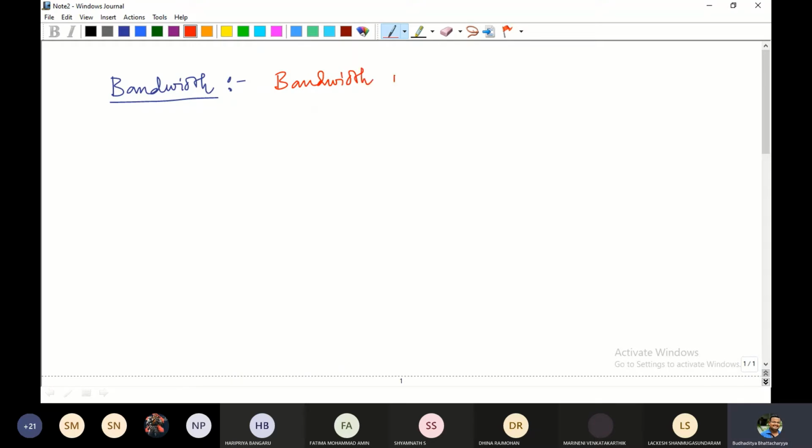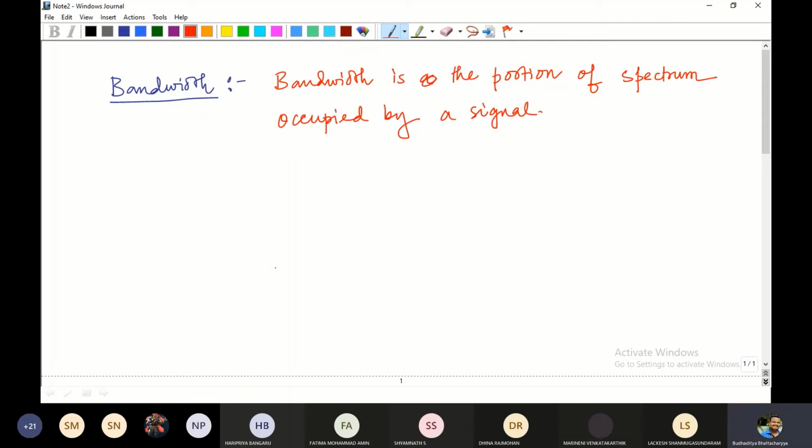Okay, bandwidth is the portion of spectrum occupied by a signal. I'll explain one by one. Okay, so bandwidth is the portion of spectrum occupied by a signal. As I said, the signal can be anything. If I consider a voice signal, let it be a voice signal for us for the time being. So it is the range of frequency over which the signal is transmitted.